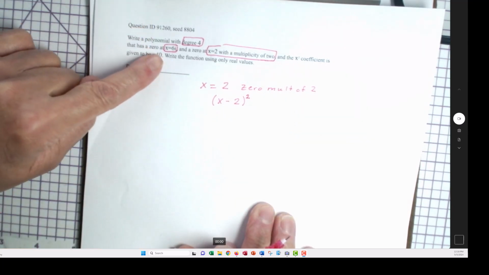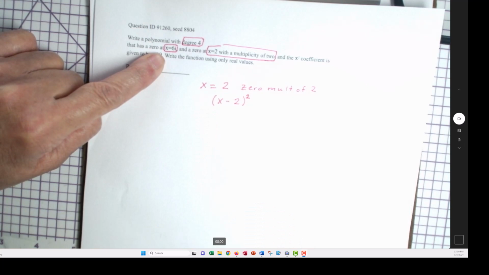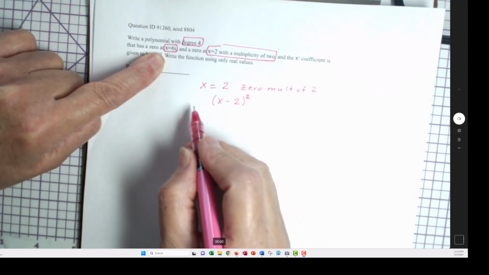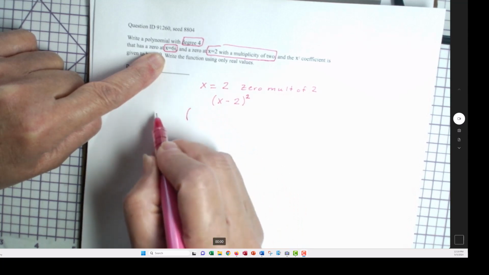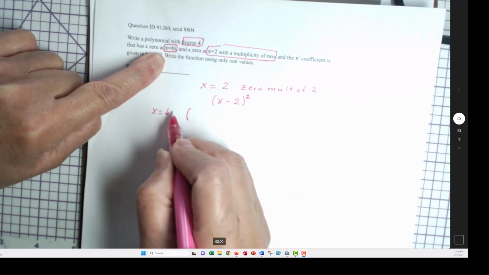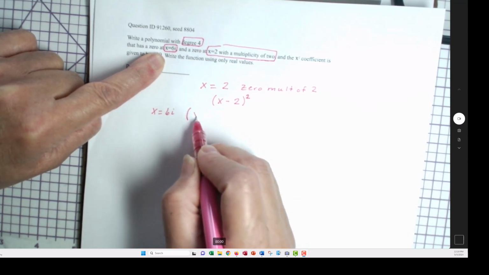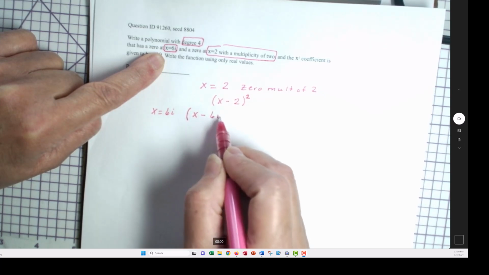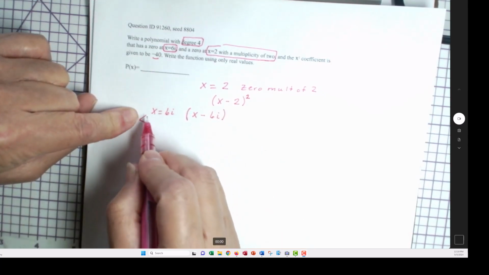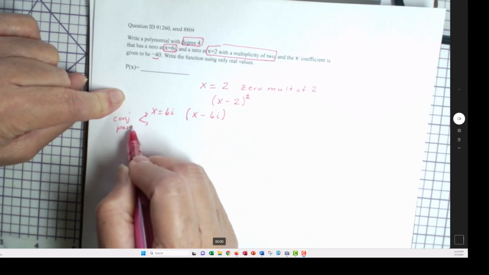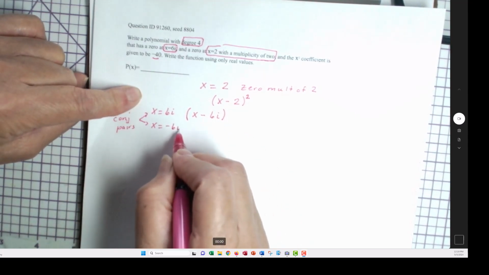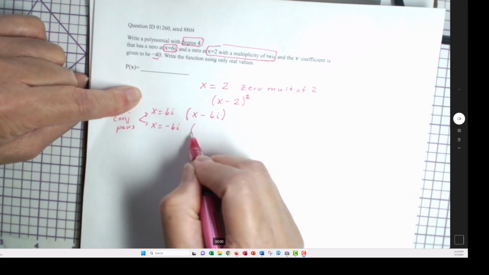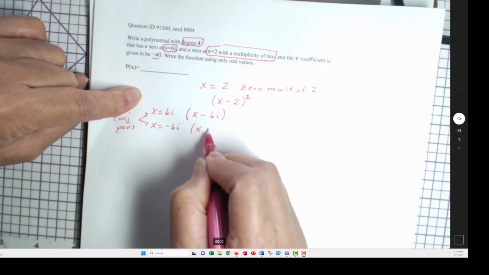The other thing we know about the polynomial is that we have a complex 0 here at x equals 6i, which means we have a linear factor, x minus 6i. Complex zeros come in conjugate pairs. So we now also know that x equals negative 6i is another 0. And so that linear factor will be x plus 6i.